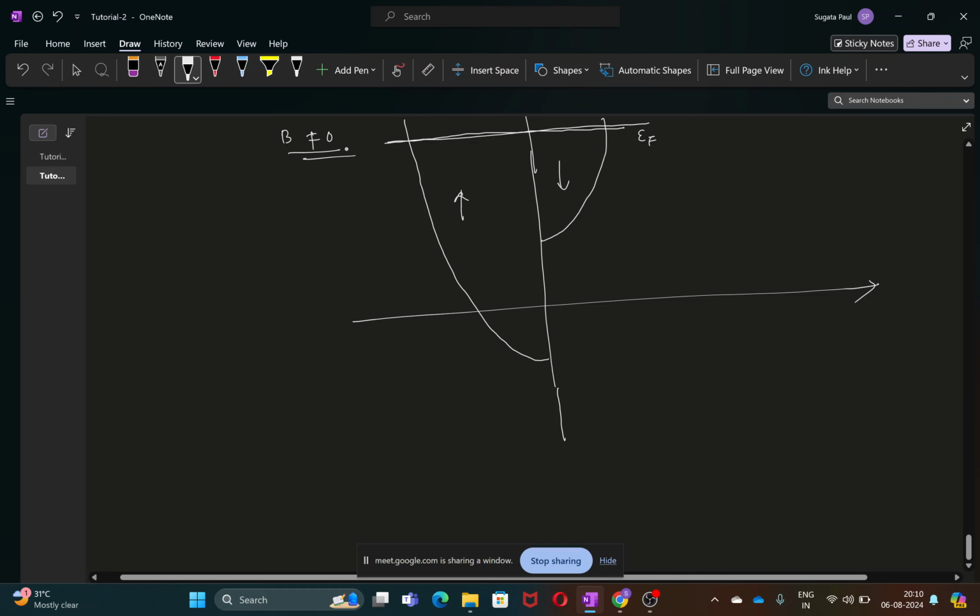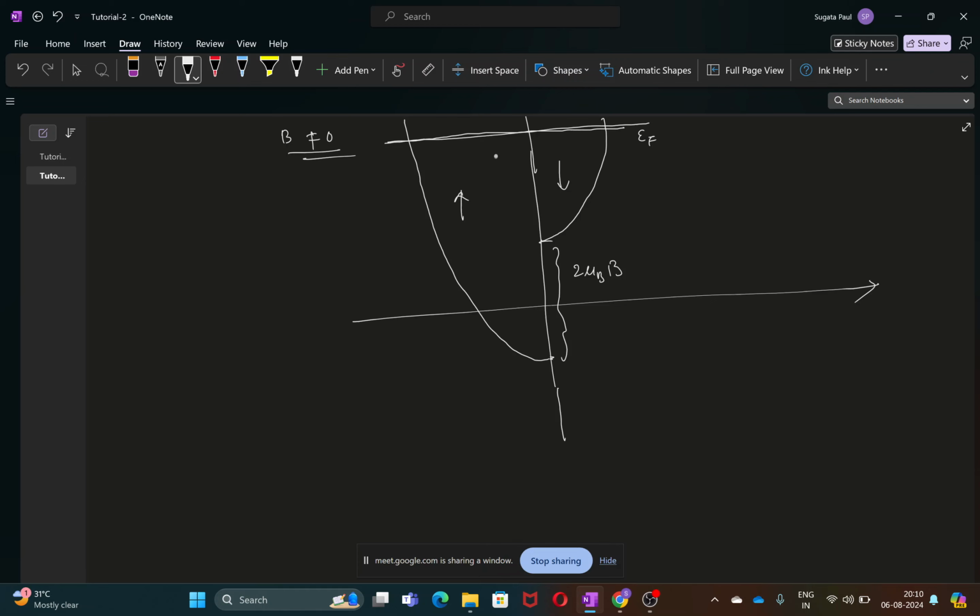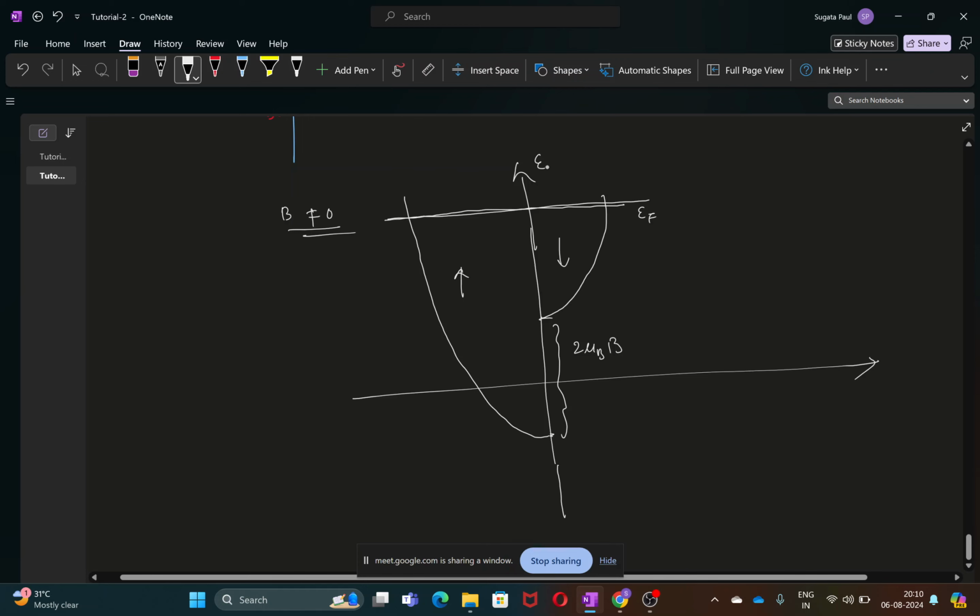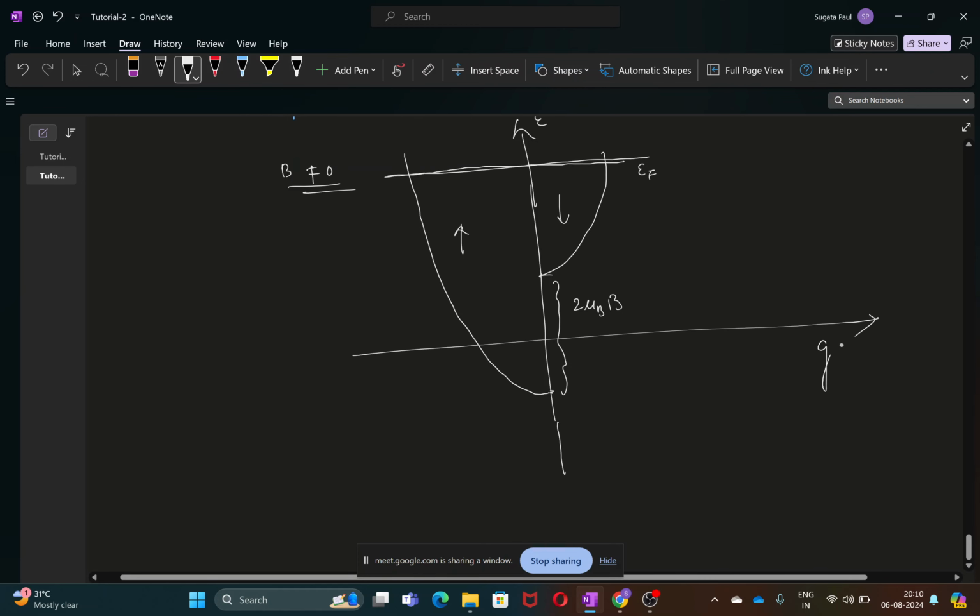So there is an energy shift splitting the two spin bands, and the difference between these spin bands on the energy axis is 2 mu B B. Okay, so this is how the bands have been renormalized after the equilibrium is reached, and you have a constant line of the Fermi level EF here. This is your energy axis E, and this is similarly your density of states axis G.